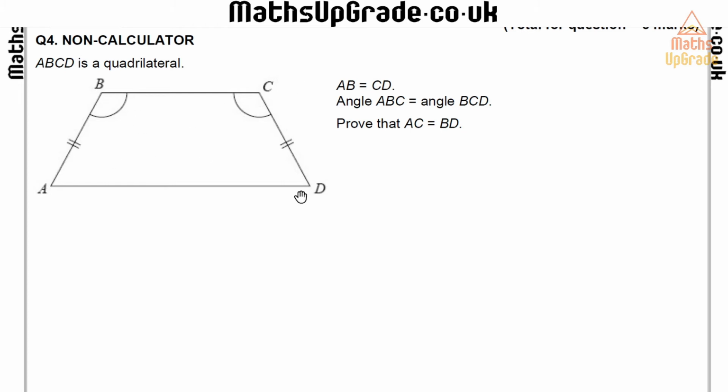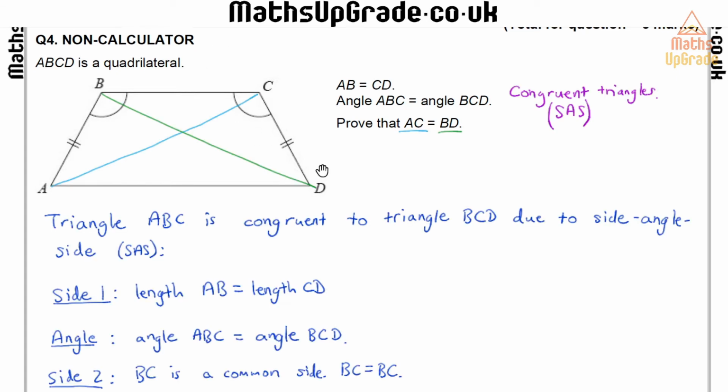Okay, so for 4 marks, the way I would do this is I'd think back to congruent triangles and the side angle side rule. So what I'm going to do here is draw on these two lines which I need to prove are equal. The way I'm going to prove they're equal is by proving that triangle ABC is congruent to triangle BCD. First of all, I'm going to prove that they've got an equal side, and the equal side is length AB, which is equal to length CD. These two sides are equal on these two triangles because the question tells you that.